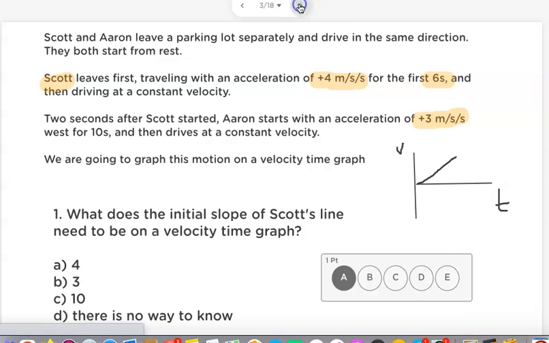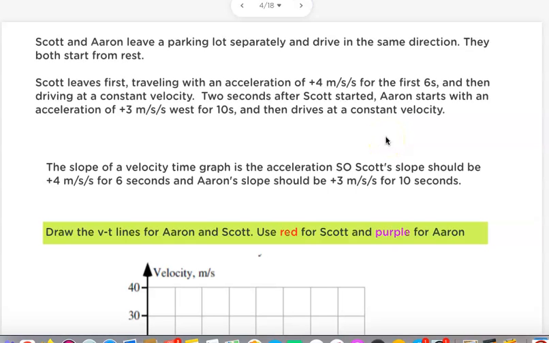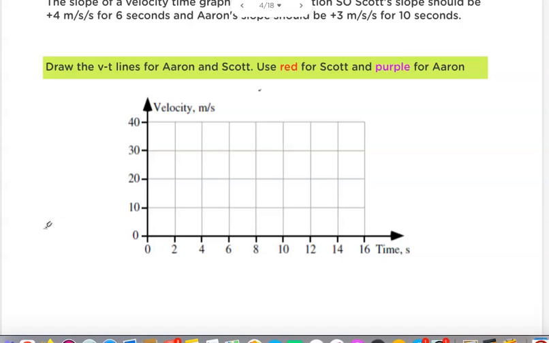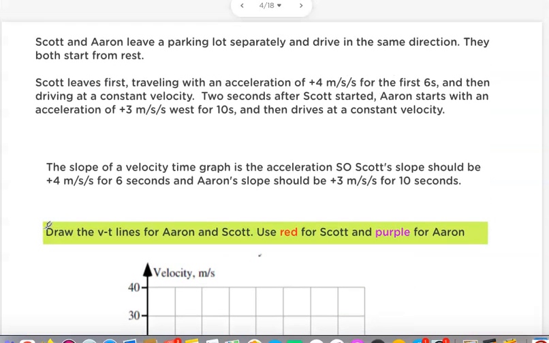Okay. All right, the next slide. This is the same problem. And note that it gives that answer that I just said right here. And it wants you to draw a velocity time graph for Aaron and a velocity time graph for Scott. And note the colors that it asks. So before you do that, I want you to note something in this problem.